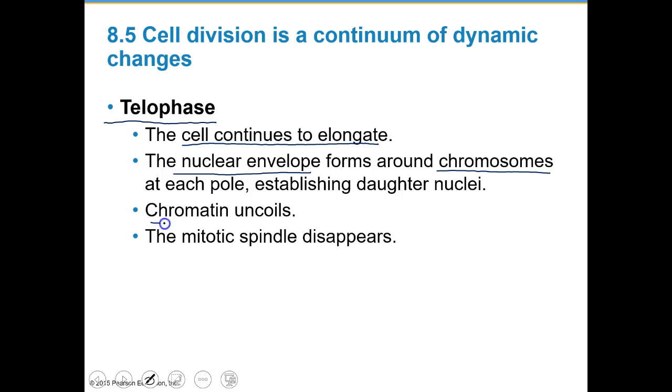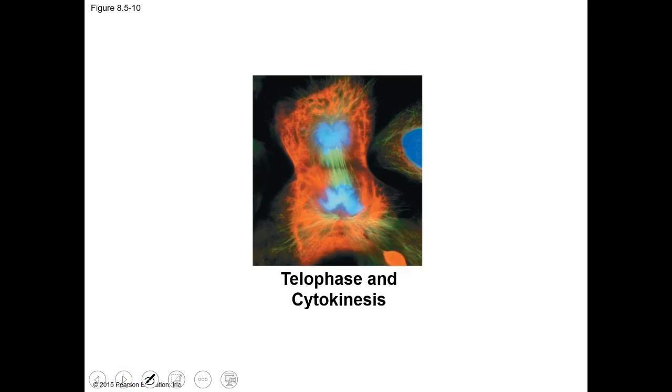Your chromatin will uncoil again, it will relax, let its hair down, become spaghetti noodles once again. And the mitotic spindle will disappear. So all those little things that helped us move it go back to where they came from. Okay, so they'll move to either end, and we actually see this separation of the cells starting to happen.